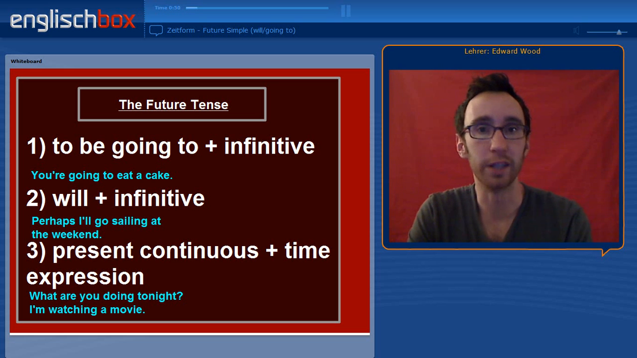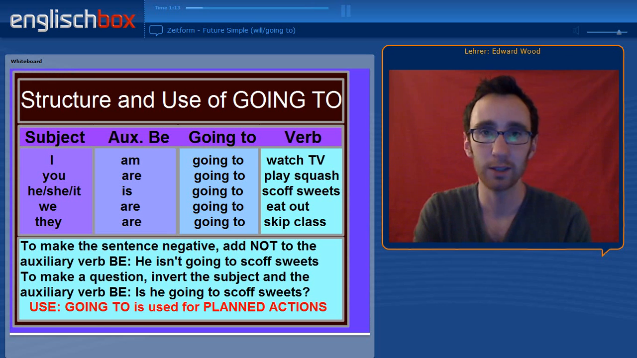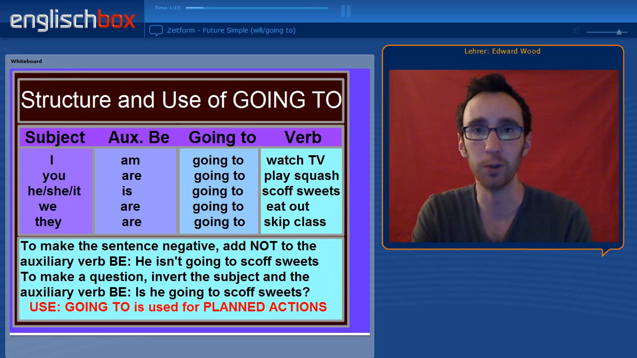We often use these three forms quite interchangeably, but there are certain situations in which we prefer to use one of the particular forms. In this video we're going to discuss the structure of these forms, and then we're going to look at the use of these three different forms. So let's begin with going to and the structure.